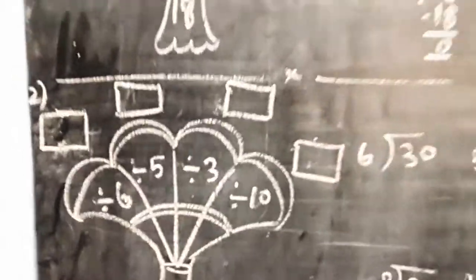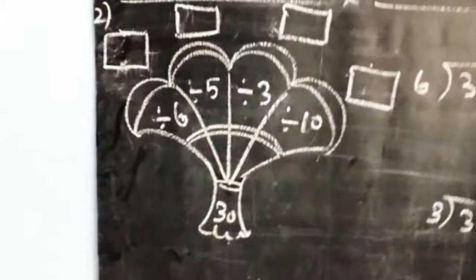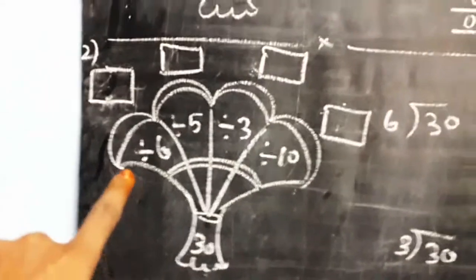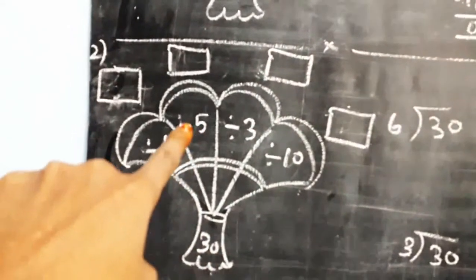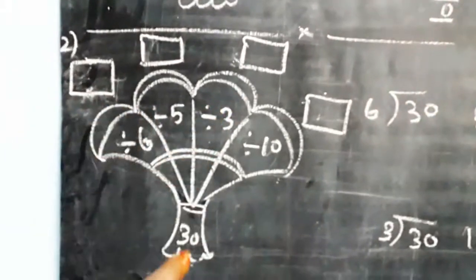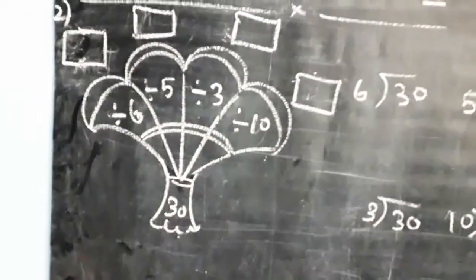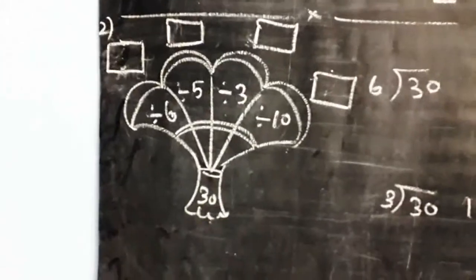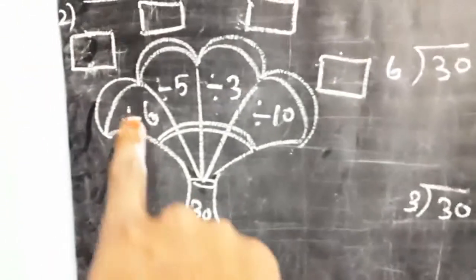Now look at another example. Here we divide 13 by 6, 13 by 5, 13 by 3, and 13 by 10. Each number you can divide into the 13. You can divide 13 by 6.